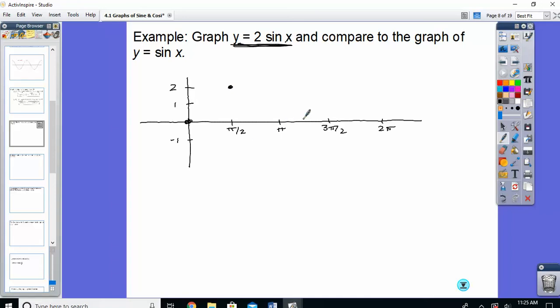Sine of pi, at pi my y is 0, so 2 times 0 is 0. At 3 pi over 2, sine is negative 1, so 2 times negative 1 is negative 2. And at 2 pi, you're back to 0, times 2 is 0. Now when you graph it, make sure it is curved. I don't want corners or anything like that. So it looks something like this.